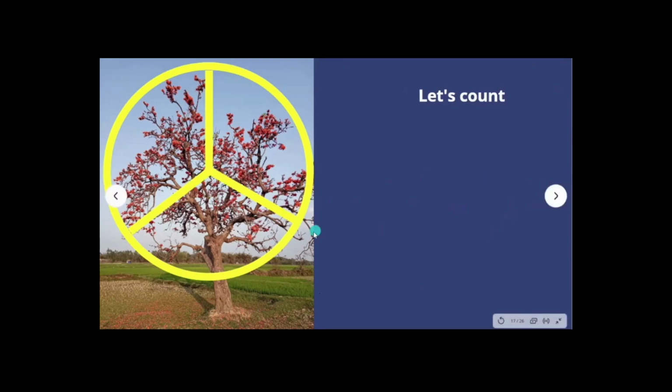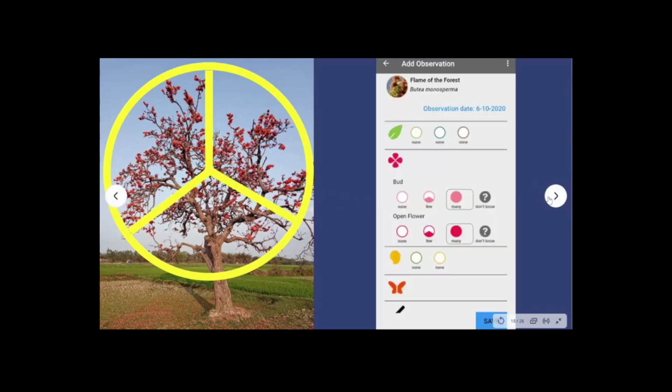Now, how to decide between those two options? We imagine the crown of the tree as a sphere, and then we divide it into three equal parts. So if the phenophase is present in only one part, we count it as few. But if it is present in more than one part, then that is recorded as many. So in this case, we see that the buds and flowers are present in most of all of these parts of the sphere. How do we note this onto our app?